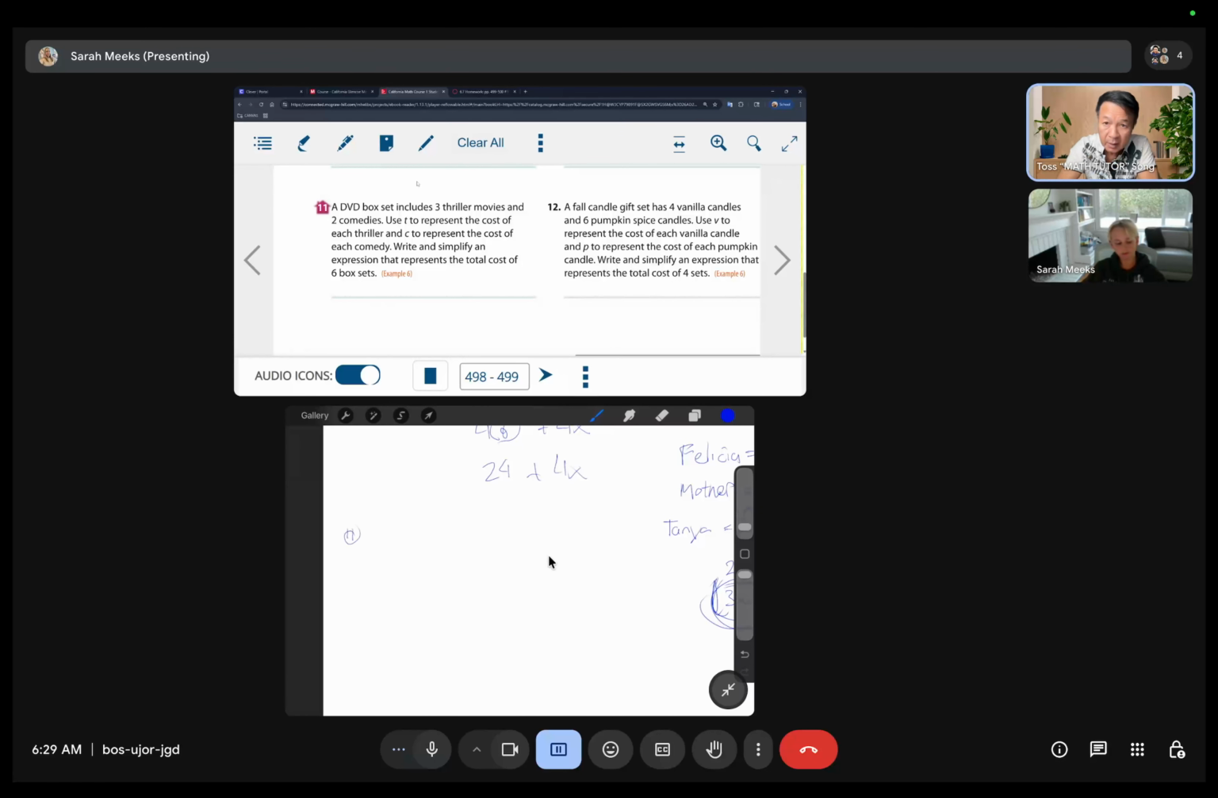11. Let's see, a DVD box. I don't know if you know what a DVD is. A DVD box set includes, what am I reading? Okay, I'm sorry. A DVD box set includes 3 thriller movies and 2 comedies. Use T to represent the cost for each thriller, and C to represent the cost for each comedy. Write and simplify the expression that represents the total cost of 6 box sets. Okay, what do you think?